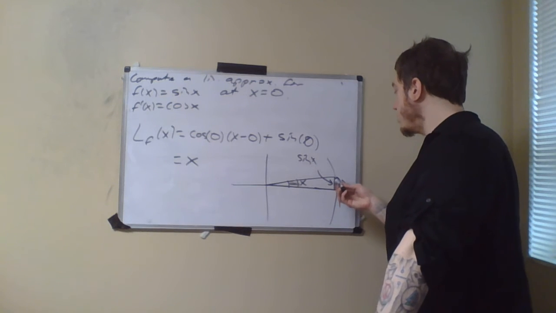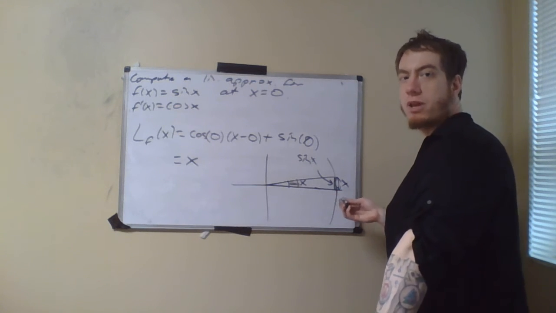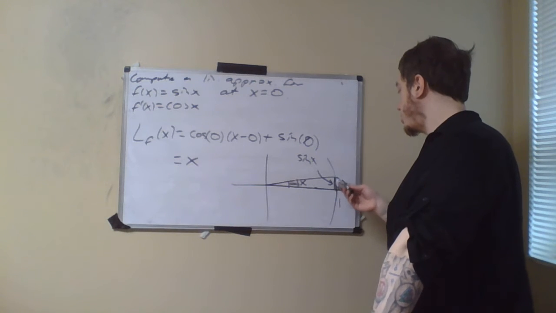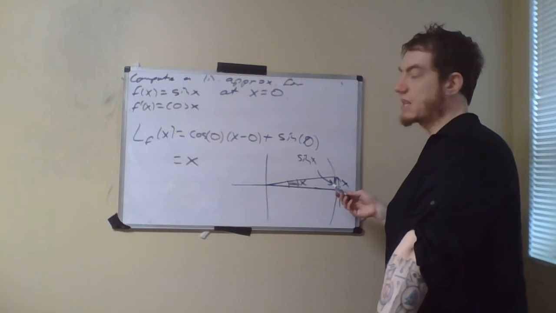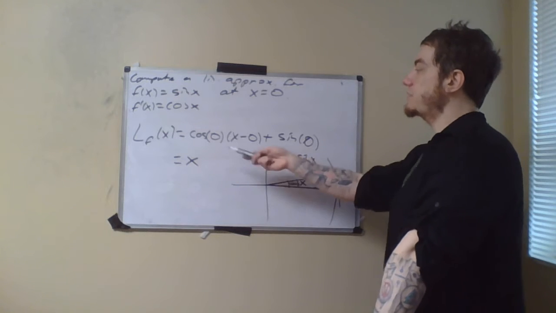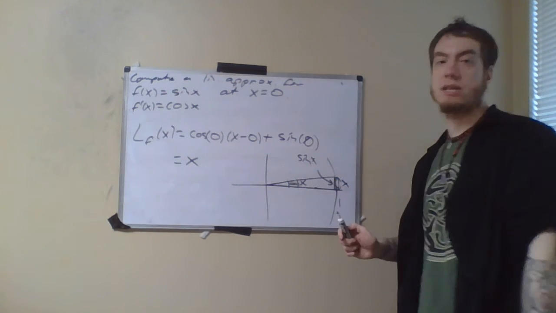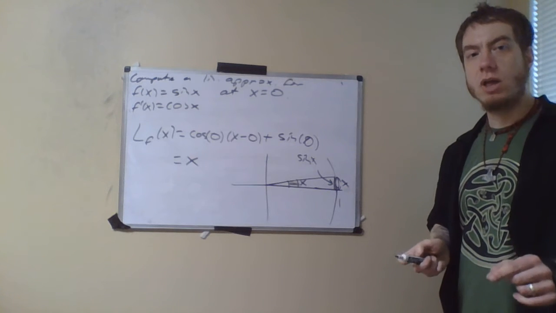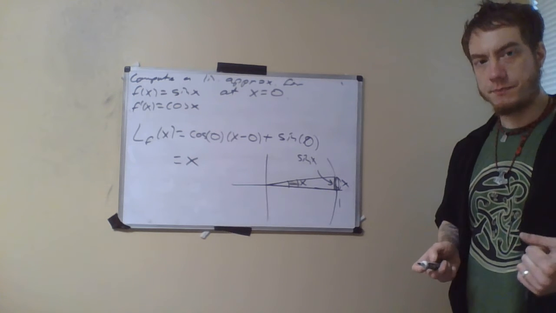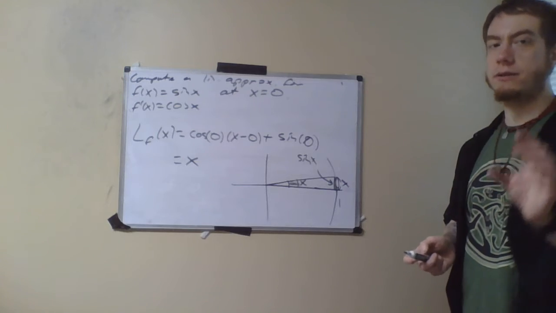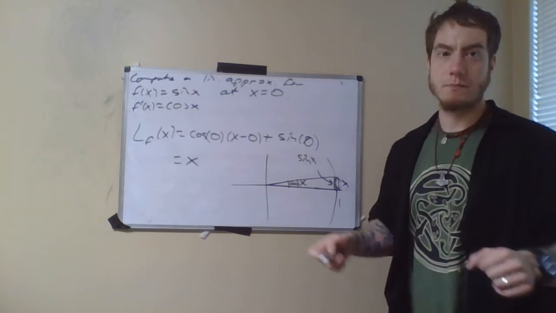And so the change in this height here is pretty much the same as the change in this arc length here. And that is what this makes precise. It tells us that the best approximation we can get for the sine of some angle is the angle itself, at least if we're interested in linear approximations near zero.